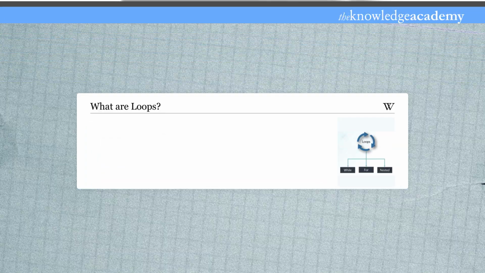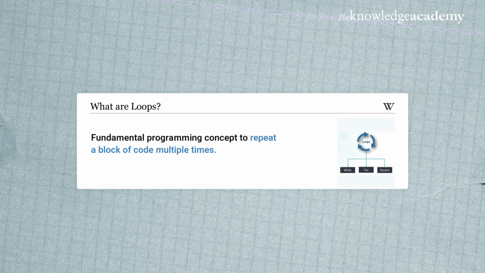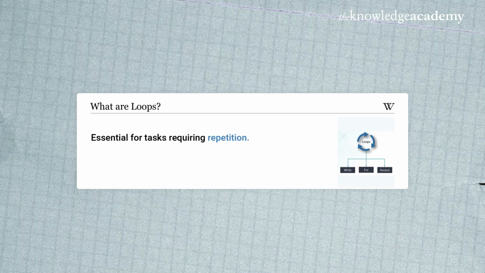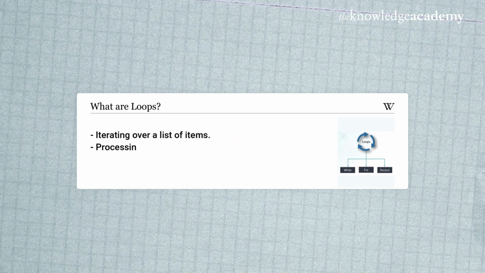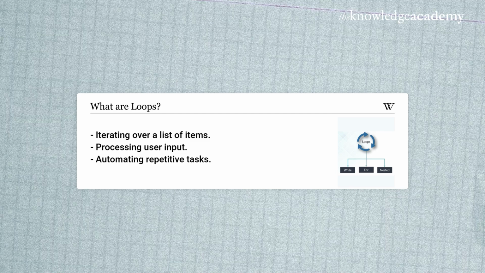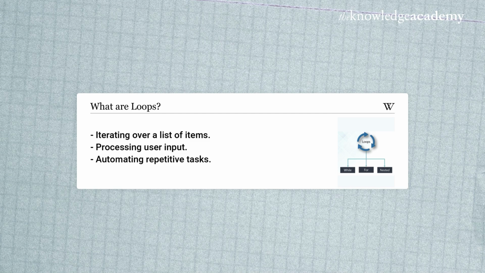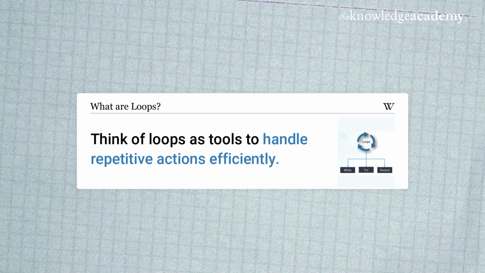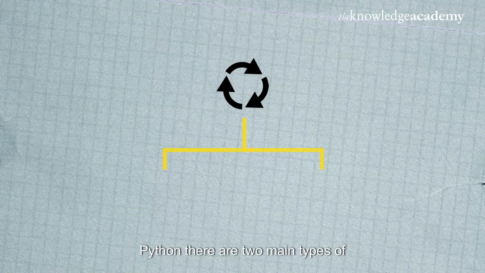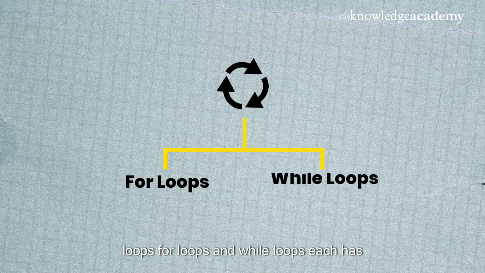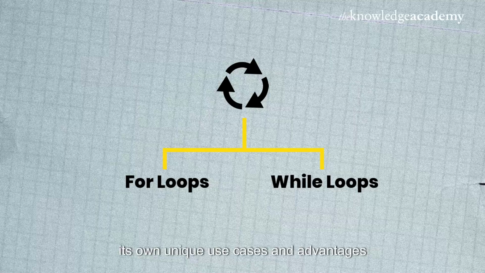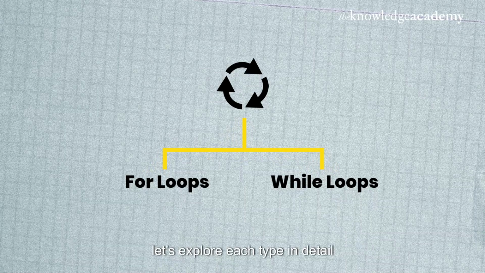Loops are a fundamental concept in programming that allow you to repeat a block of code multiple times. They are essential for tasks that require repetition, such as iterating over a list of items, processing user input, or automating repetitive tasks. Think of loops as your tool to handle repetitive actions efficiently. In Python, there are two main types of loops: for loops and while loops. Each has its own unique use cases and advantages. Let's explore each type in detail.